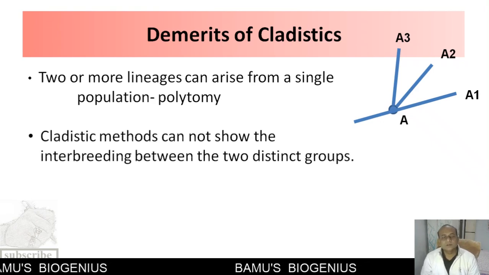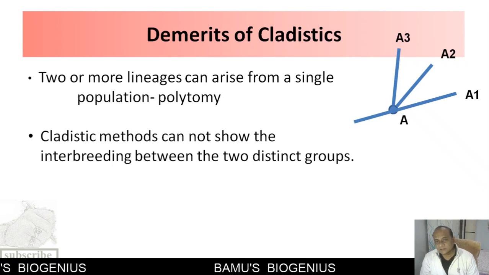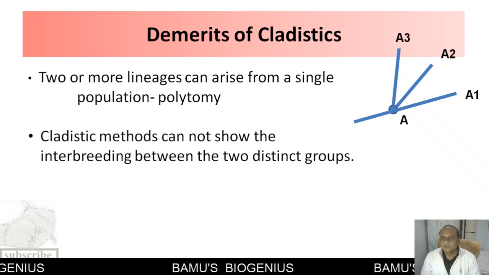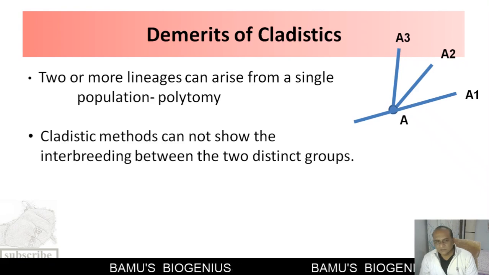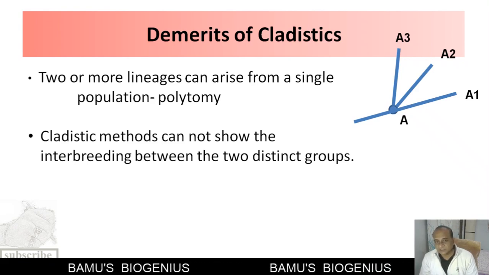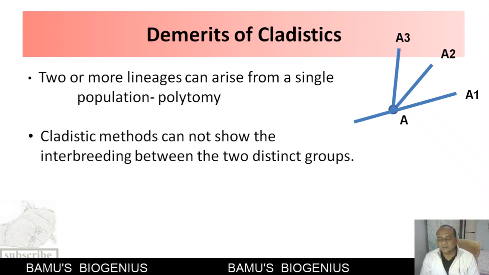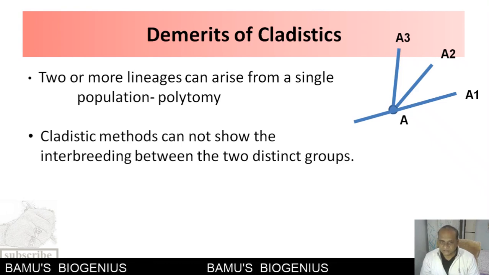Then cladistic methods cannot show the interbreeding between two distinct groups. Whenever we talk about the cladogram, the cladogram does not involve interbreeding, or we can say it cannot show the interbreeding between two distinct groups. So that is also a kind of demerit for cladistics.